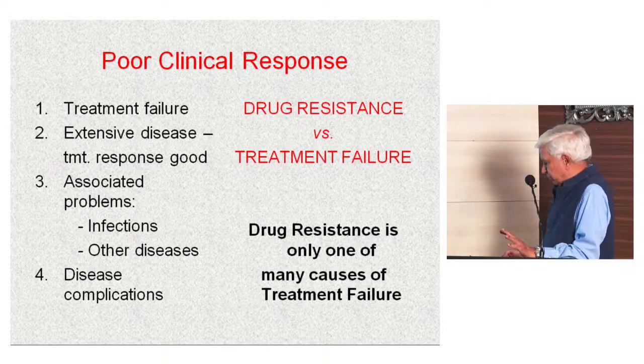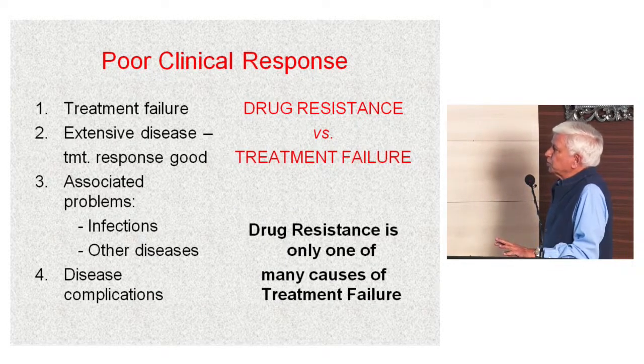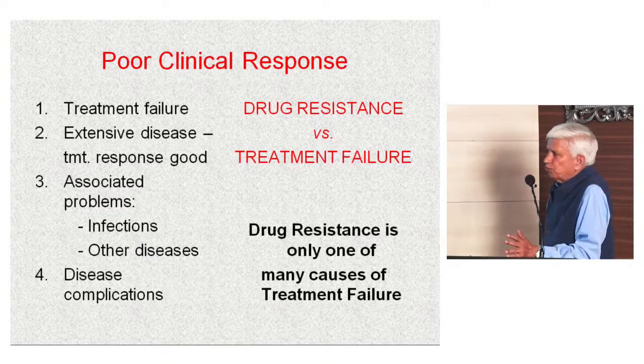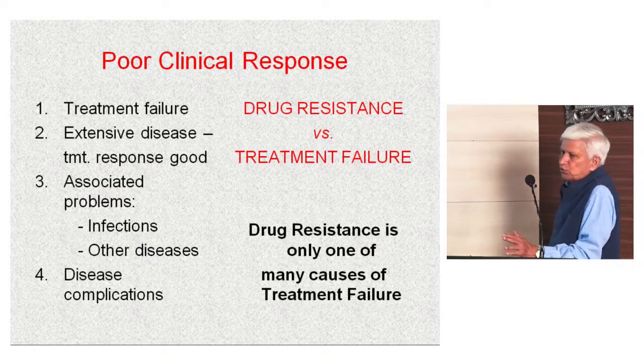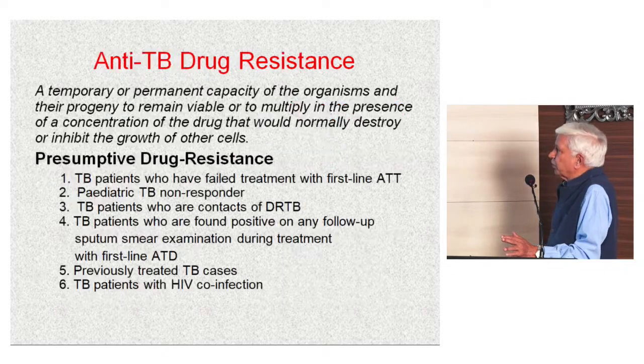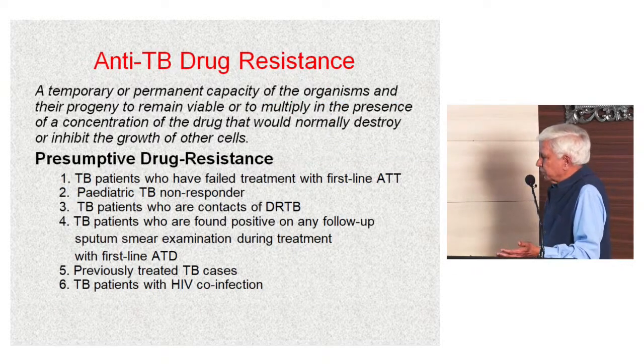Now the issue is drug-resistant tuberculosis, or poor clinical response in a patient. It could be treatment failure, extensive disease, or associated problems or complications. There are many causes of poor response, but people generally tend to immediately blame drug resistance whenever a poor response is there, you see. But it could be many other causes, of course. So drug resistance is only one of the many causes of treatment failure. I think that is an important factor which one should remember.